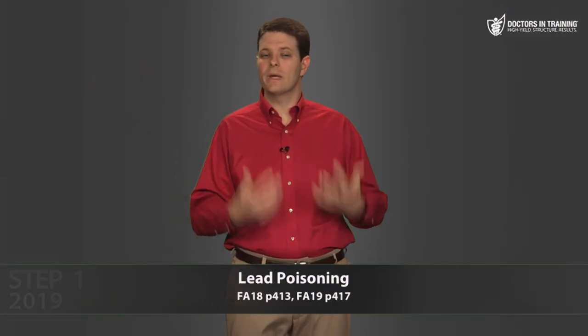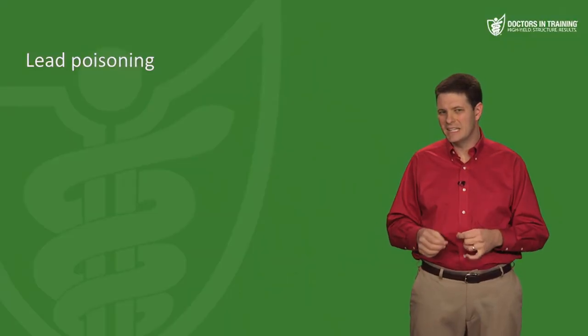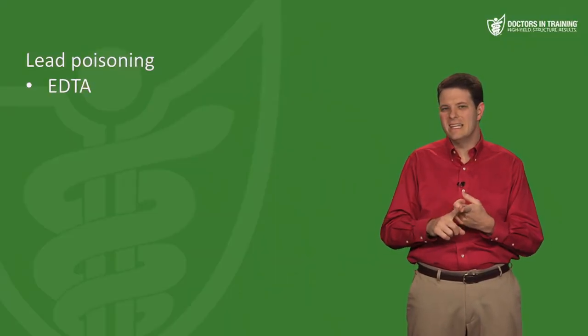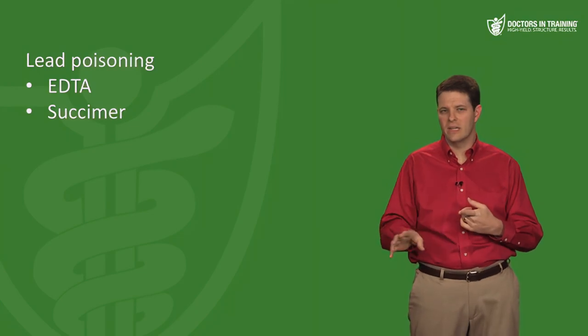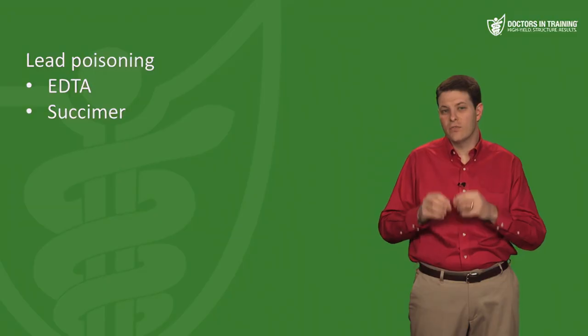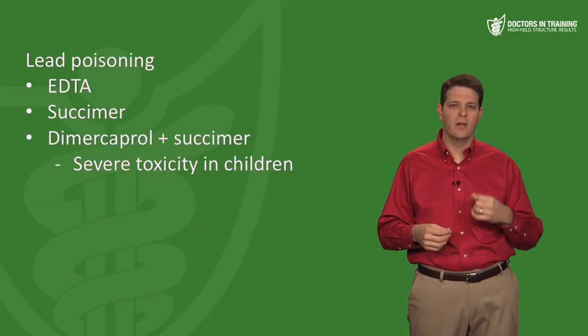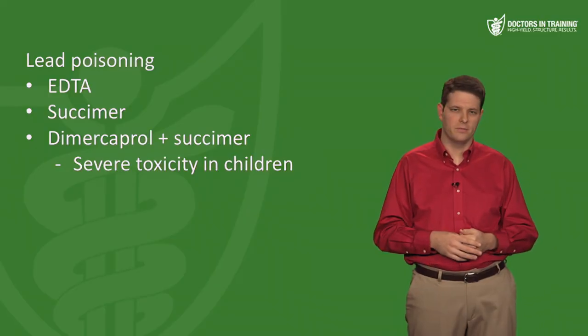Then finally, how do we treat lead poisoning? Well, there's a lot of discrepancy among textbooks about the best regimen for treating lead poisoning. If you need to give something to chelate the lead, you can use either EDTA or Succimer in either kids or adults. But if you need lead chelation for children with severe toxicity and very high lead levels, you can give dimercaprol plus Succimer. All right, let's go back and look at porphyria and lead poisoning in a whiteboard review.